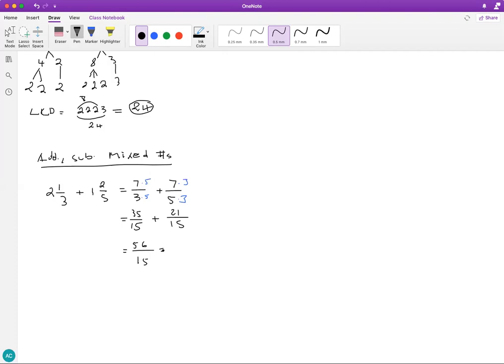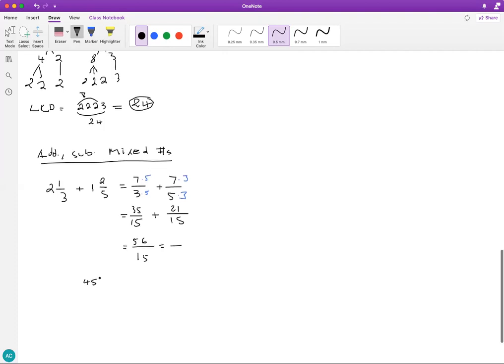But we can turn this into a mixed number. Always turn your answers into mixed numbers if they are improper, especially if you start with mixed numbers in the beginning. How many times is 15 going into 56? 3 times. 15 and 15 is 30, plus 15 would be 45, right? 3 15s here. We can't add another one. If you add another one, it would be 60, it would be over.